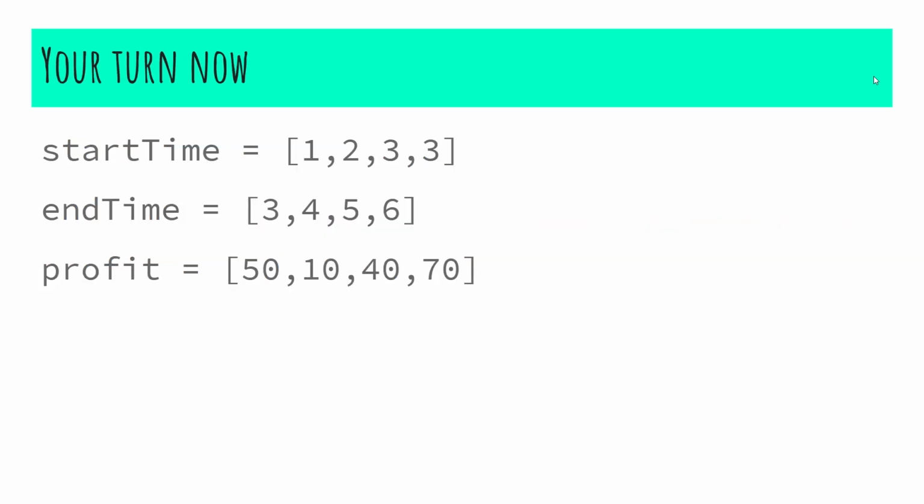Now it's your turn. You need to find the maximum profit that you can get when you're given the start time, end time, and the profit arrays as 1, 2, 3, 3; 3, 4, 5, 6; and 50, 10, 40, and 70.